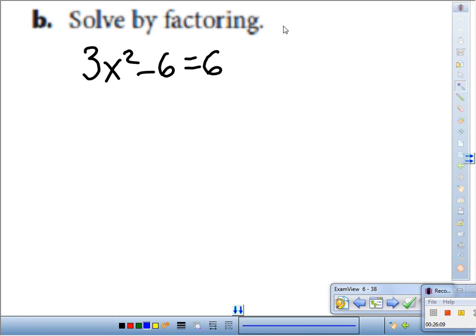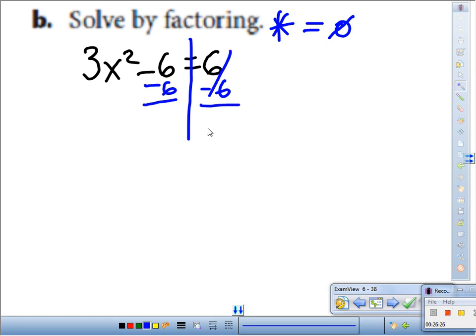Let's write it again: 3x squared minus 6 equals 6. For factoring, what is the note that I asked you to write? That it needs to equal 0. That is correct. So one of the sides needs to be equal to 0. Which side is the easiest one? The 6. So we need to subtract 6. We're left with 0 equals 3x squared minus 12.